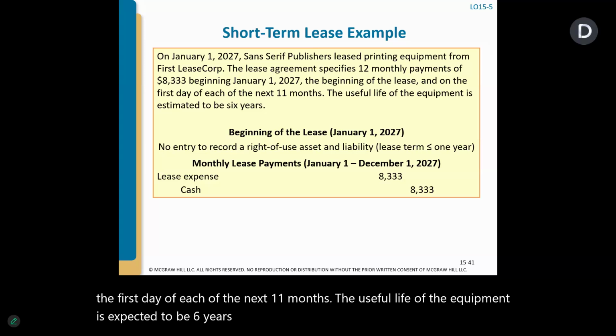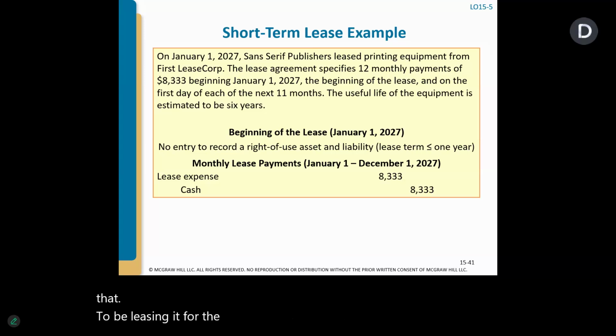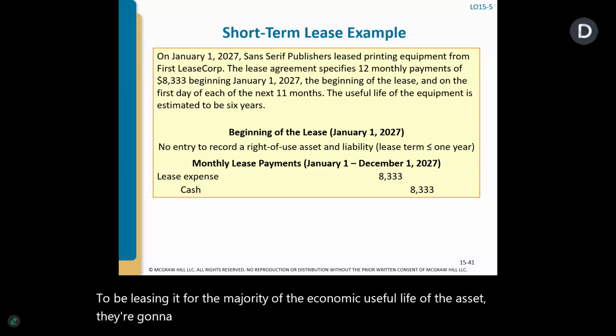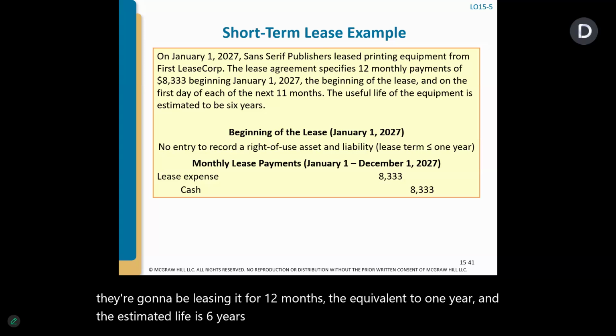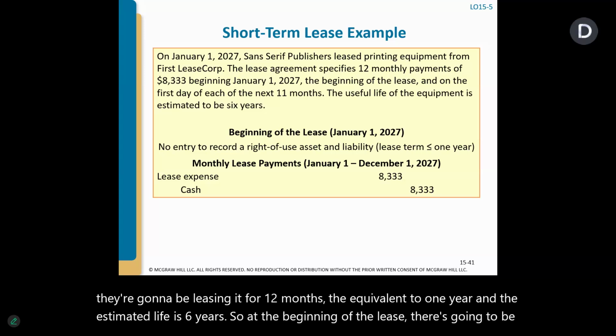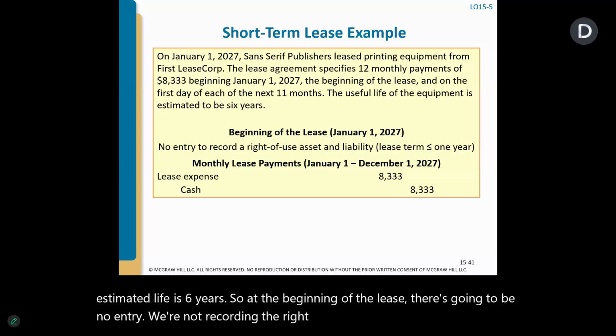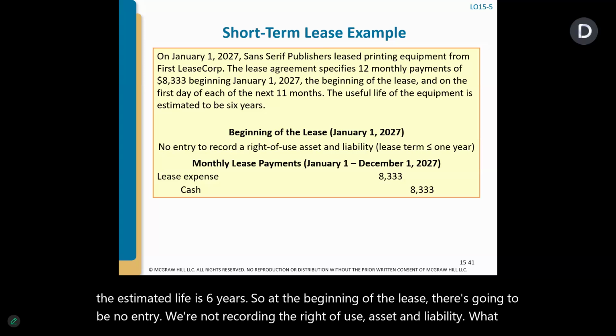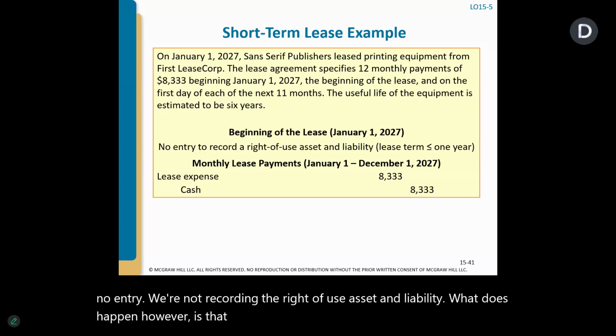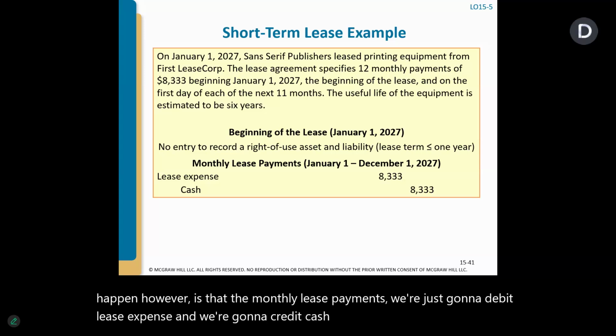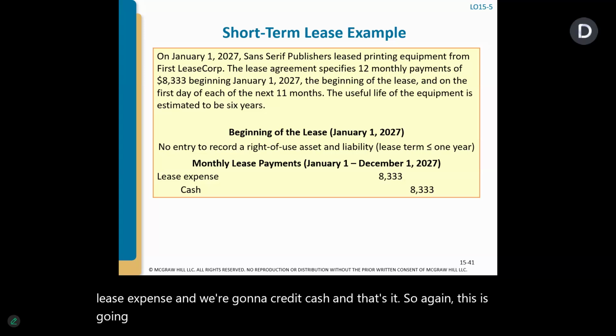All right, so we know first and foremost that they're not going to be leasing it for the majority of the economic useful life of the asset. They're going to be leasing it for 12 months, the equivalent of 1 year, and the estimated life is 6 years. So at the beginning of the lease, there's going to be no entry. We're not recording the right-of-use asset and liability. What does happen, however, is that for the monthly lease payments, we're just going to debit lease expense and credit cash, and that's it. So again, this is going to be the shortcut method.